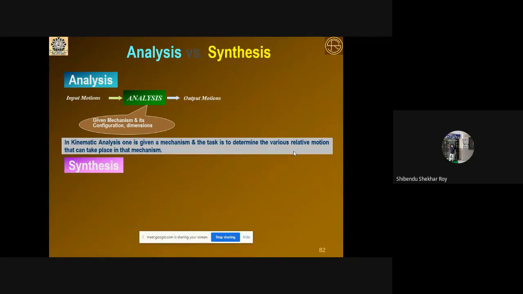But synthesis is the real life problem. Synthesis has more practical importance, and it is a real life problem. There is one problem I would like to tell you now. I don't know whether I proposed that in the last class or not, but I would like to tell you now.